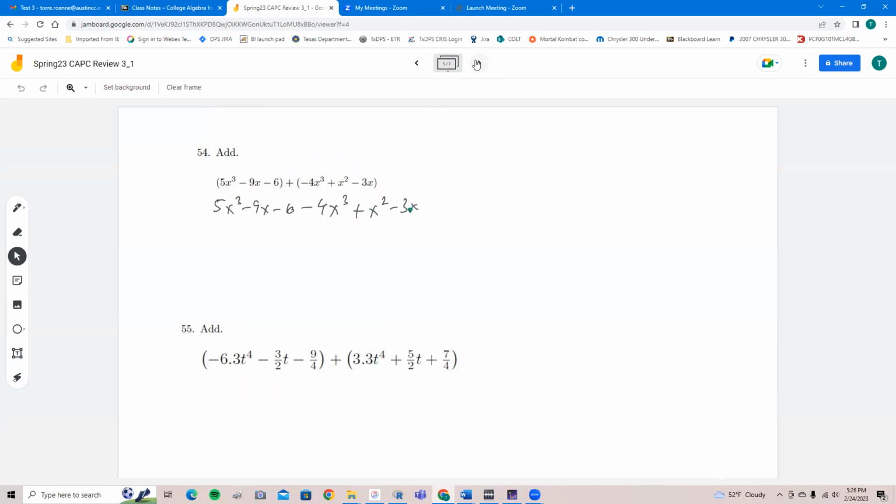Now I have to combine the like terms so I can actually put them together. Remember, like terms have the same variables to the same power. Both of those have to be true. So this will be 5x cubed minus 4x cubed. And then it will be plus x squared. And then it will be minus 9x minus 3x. And then it'll be minus 6.